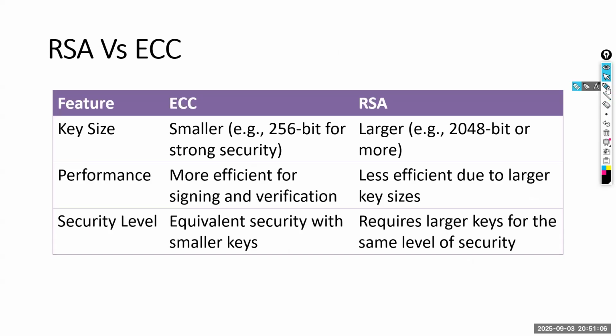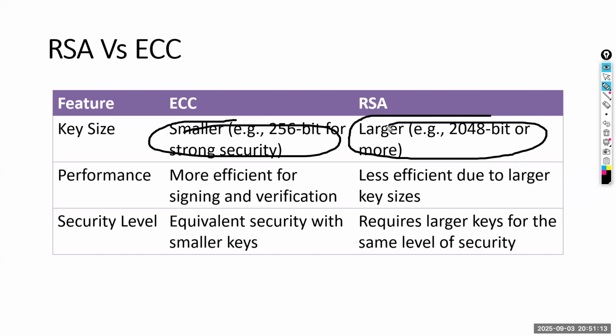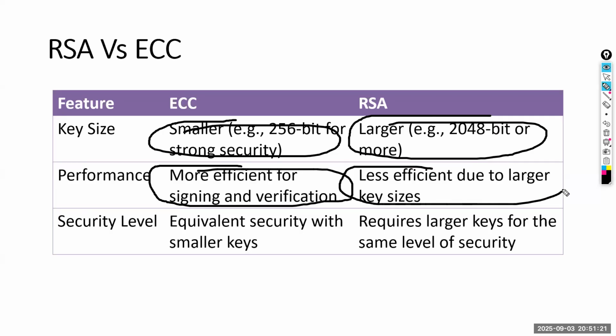You can see that ECC we can use with smaller key size, whereas RSA needs larger key size to make it strong. And performance wise also, ECC is high performance when it comes to encryption compared to RSA.